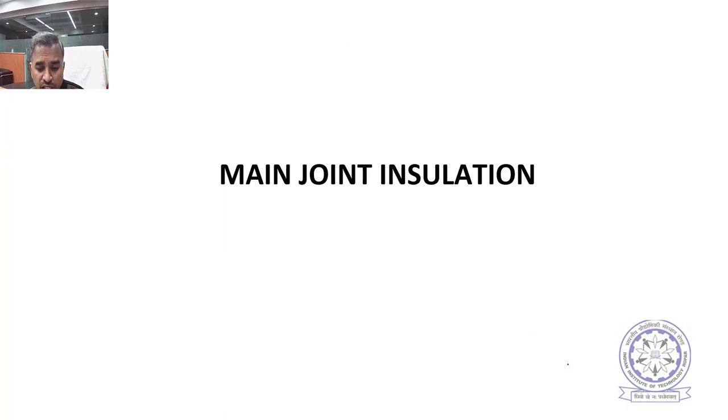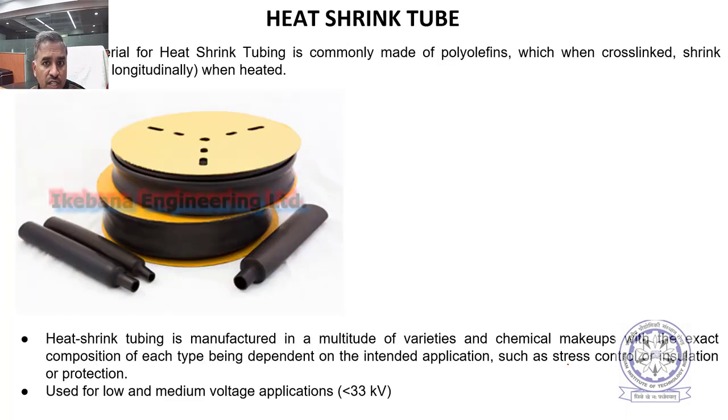And main joint insulation. The base material of heat shrink tubing is commonly made of polyolefins, which when cross-linked shrink radially but not longitudinally when heated. So this is how the tubes will be there, and when you insert and then heat them, they will shrink radially. Heat shrink tubing is manufactured in a multitude of varieties and chemical makeups, with the exact composition of each type being dependent on the intended application, such as stress control or insulation or protection or oil barrier.